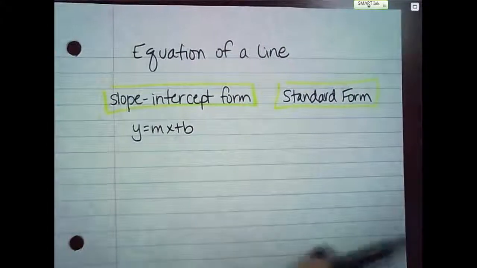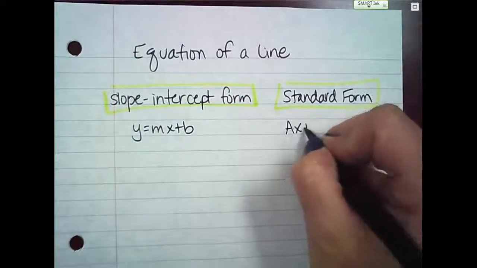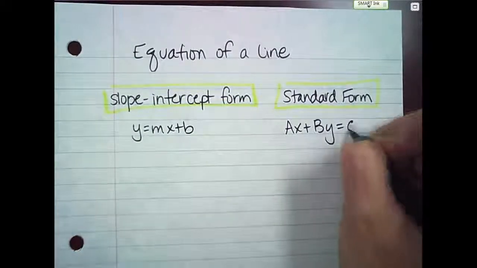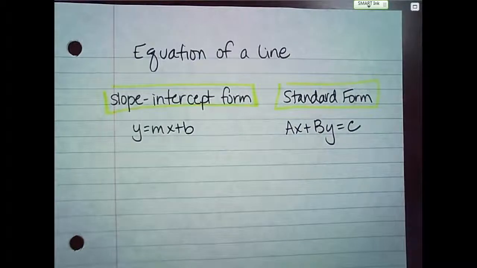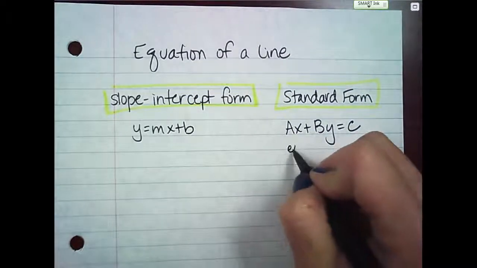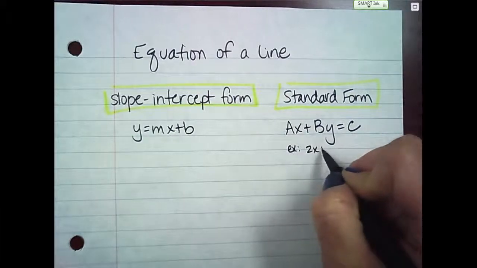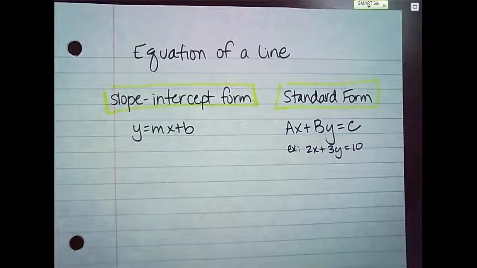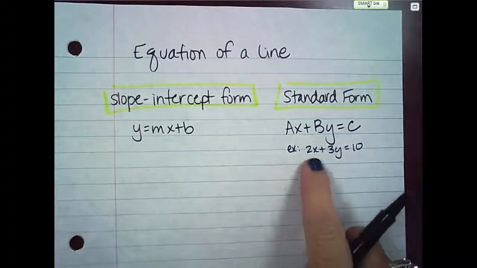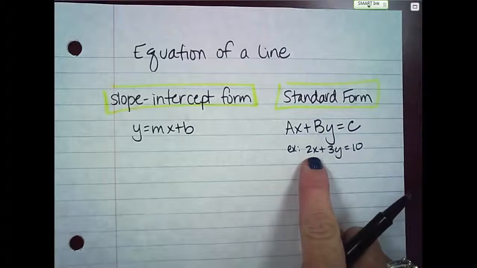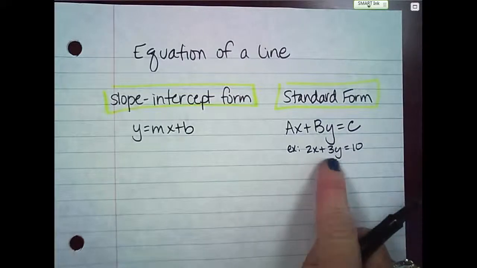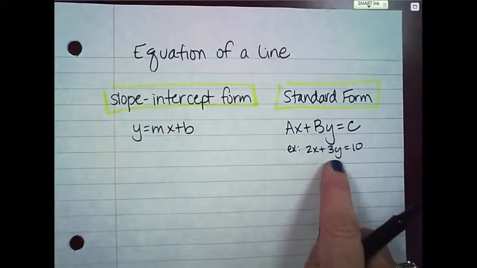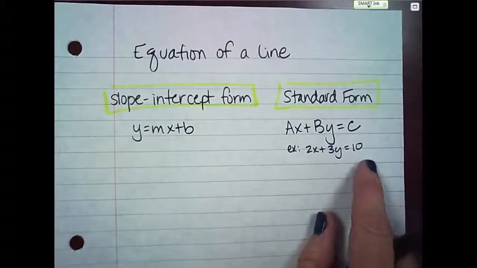Standard form looks like ax plus by equals c. And with numbers, what that looks like, guys, would be something like, here's a little example: 2x plus 3y equals 10. Okay? In other words, the number in front of the x they consider a. The number in front of y considers b. The x and the y are on the left side, and the constant is on the right.